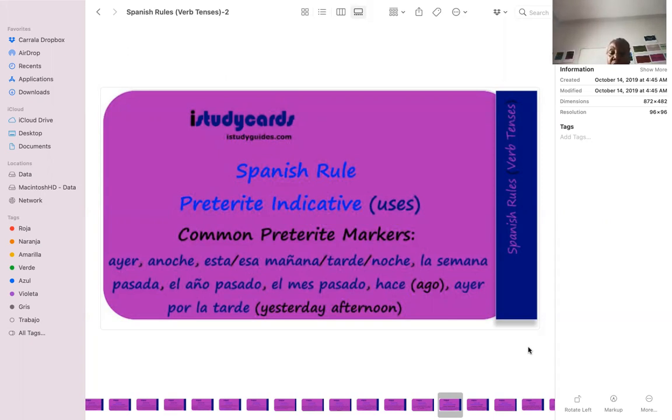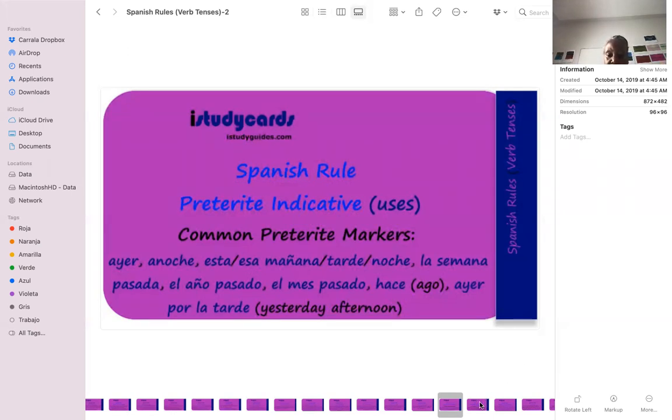And here it's just talking about the common preterite markers. When you look at a sentence, sometimes markers can help you. Ayer, anoche, mañana, la semana pasada, el año pasado. Okay, you've seen that.